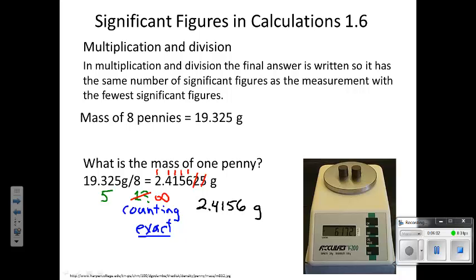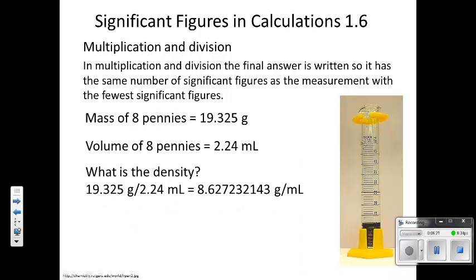Okay, so it's straightforward. If you know significant figures, it's straightforward. All you do is the final answer has the same number of significant figures as the measurement with the fewest significant figures. Here was a little twist to it because we had an exact number in there, but not to be scared. It'll all turn out okay. Okay, we already determined that the mass of 8 pennies has 5 significant figures, right? 5 sig figs. And the volume here has 3 sig figs.